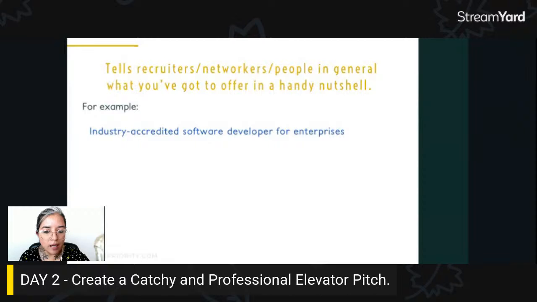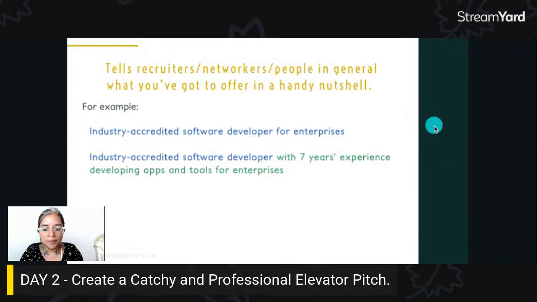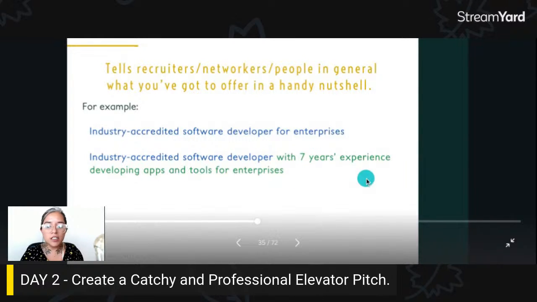Now I'm going to give you an example of how to structure an elevator pitch. This is just an example of a regular one. You can start like this: industry accredited software developer for enterprises, period. That's really specific, right? But what if we add a little more: with 7 years experience developing apps and tools for enterprises. So now it sounds better.